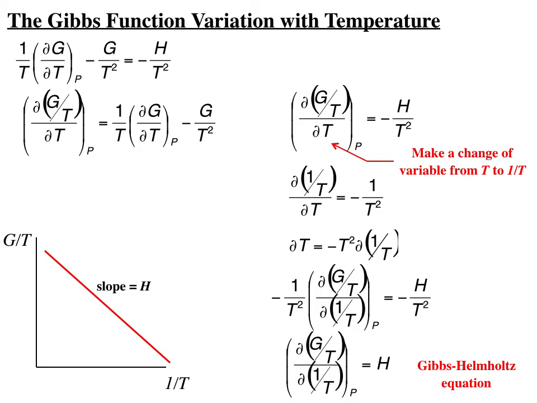So now what I'm going to do is another trick. Notice that I can combine the two terms on the left-hand side and use the product rule on the function G over T, take the derivative of that with respect to T, and it is equal to the two terms on the left-hand side. So I can write then that the partial of G over T with respect to T is equal to minus the enthalpy over T squared.